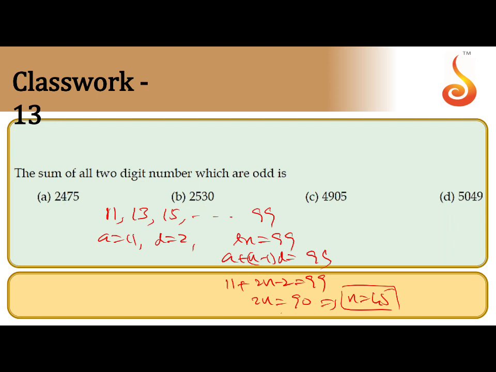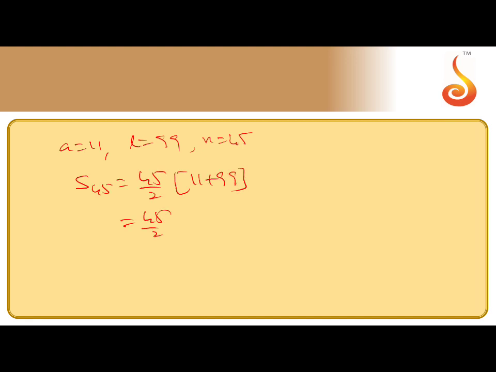We got the n value, A is there, D is there, and the last term is also there. You have to find the sum. So you can take the formula. Now A is 11 and L is 99. So n equal to 45. So Sn equals 45 by 2 into first term plus last term. So 45 by 2 into, so what comes here? 110.